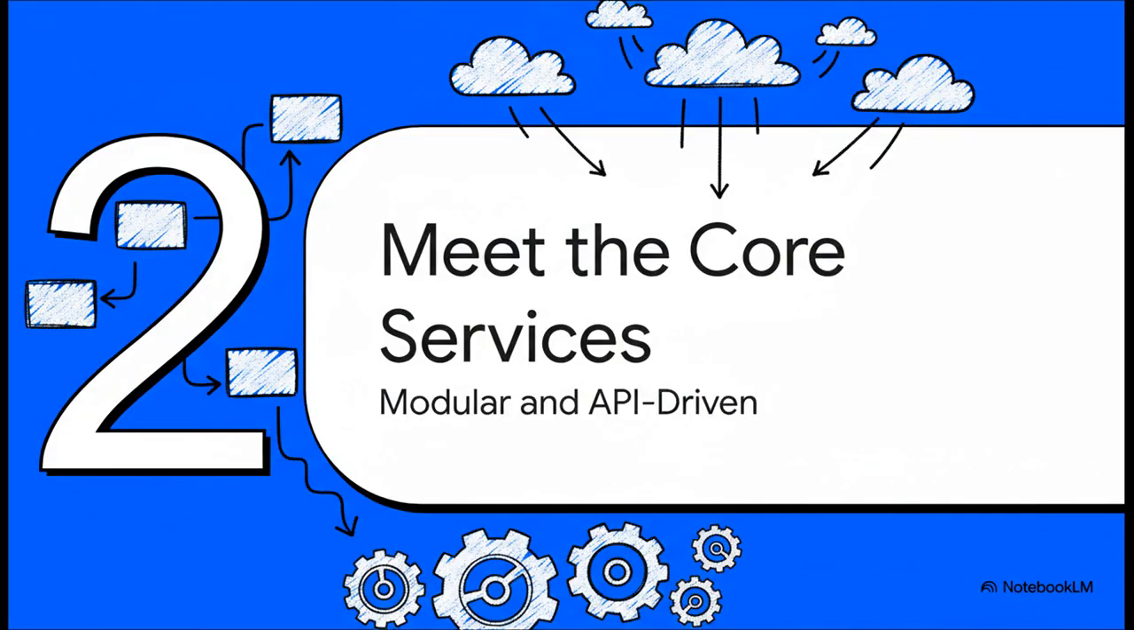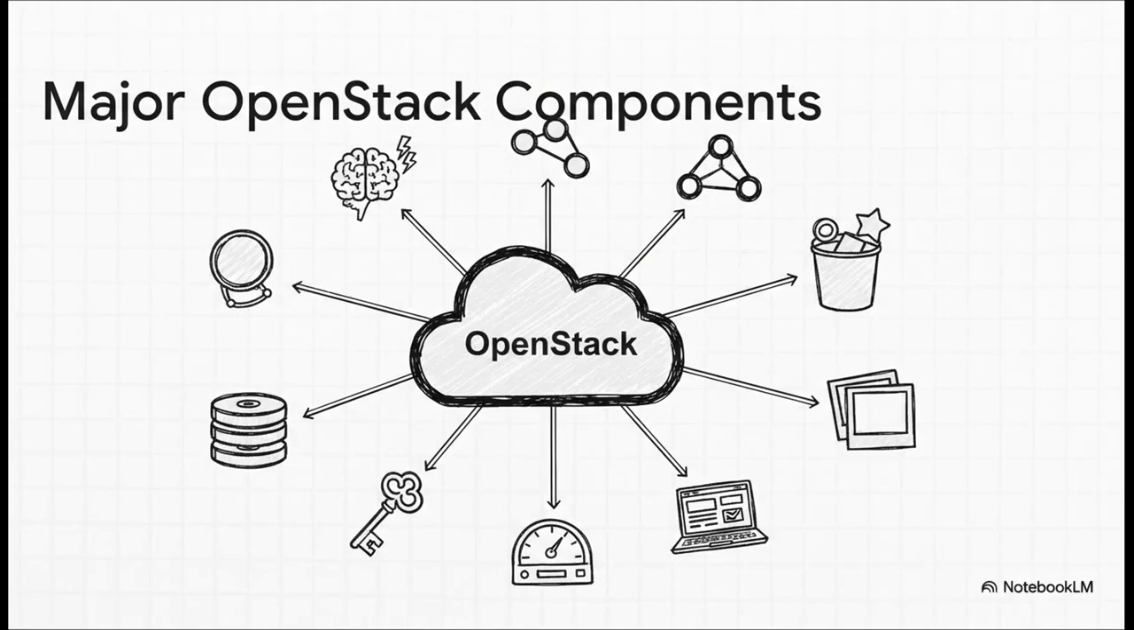Okay, so let's peel back the layers here. OpenStack isn't just one big piece of software. It's actually a collection of different modular services that are all designed to talk to each other through APIs. So let's meet the main players on the team. These are the big ones, the heavy hitters that make up pretty much any OpenStack setup. Each one has a very specific job to do, and understanding how they interact is key. So let's get to know them, one by one.